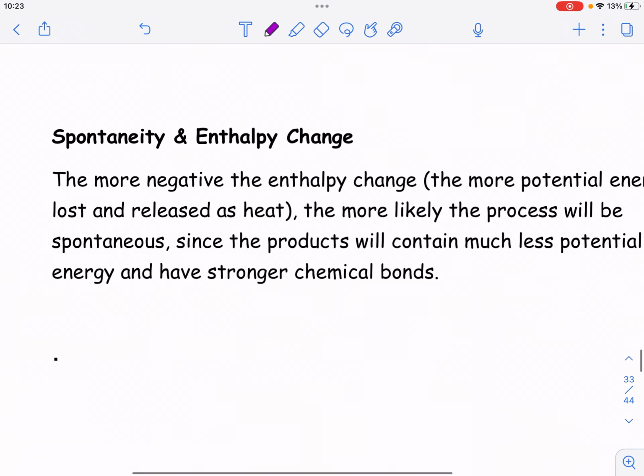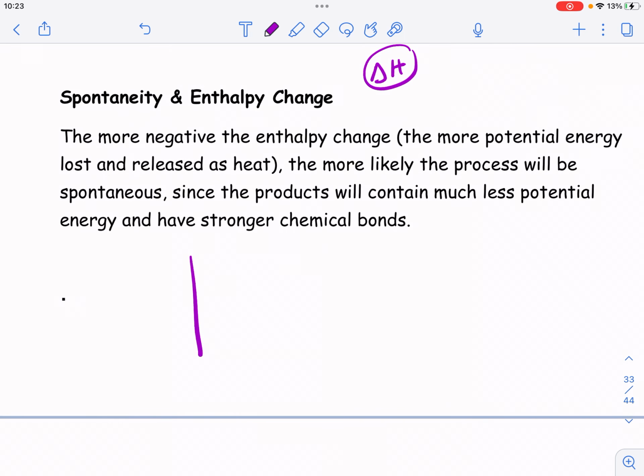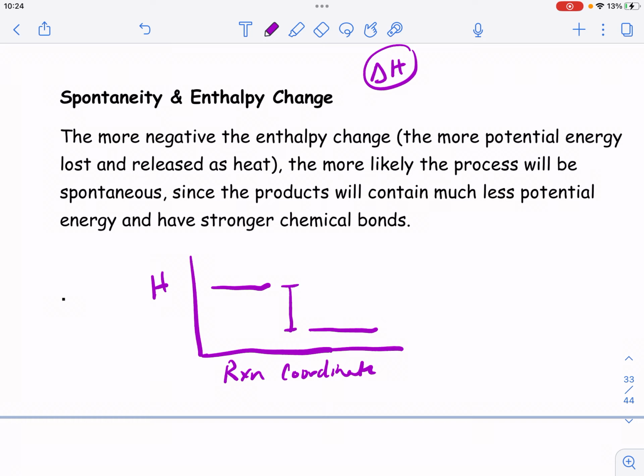And finally, enthalpy change. Enthalpy change will be one very important consideration when we think about spontaneity, but they are not exactly the same thing. So they're related. We've talked about how when you have a reaction and you've got enthalpy on the left, and you've got the reaction coordinate on the x, if you go from high enthalpy to lower overall enthalpy, and this is your change in enthalpy, these products, in this particular example, are more stable.